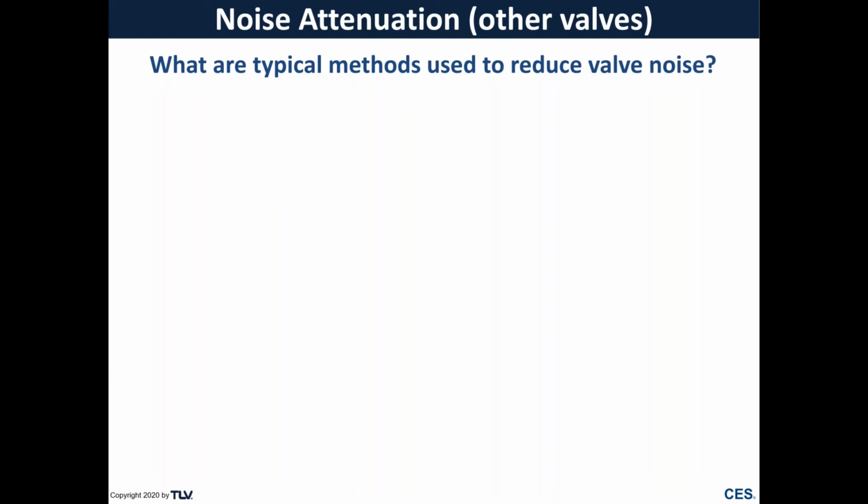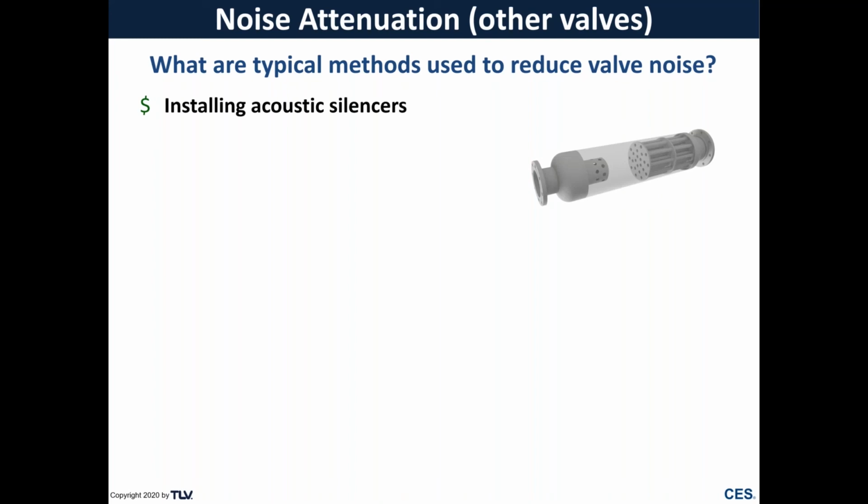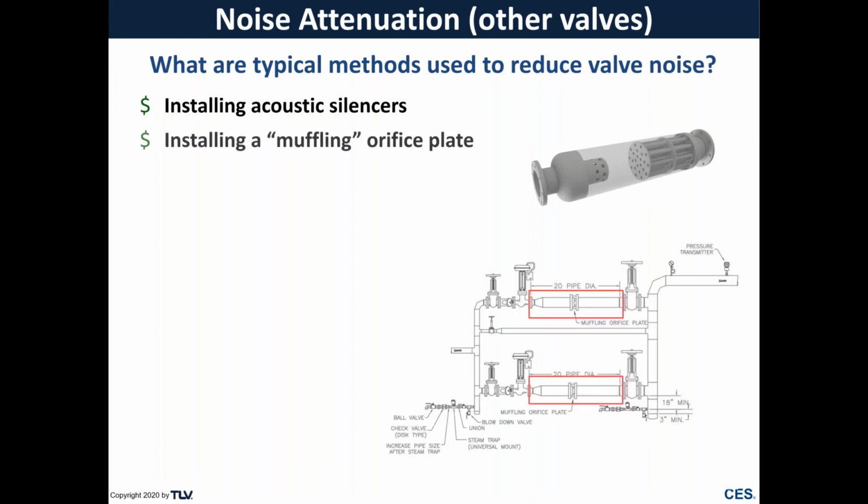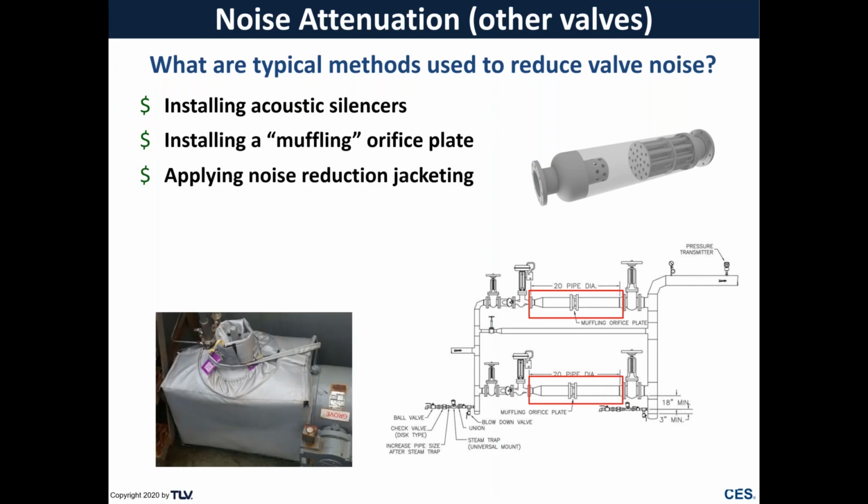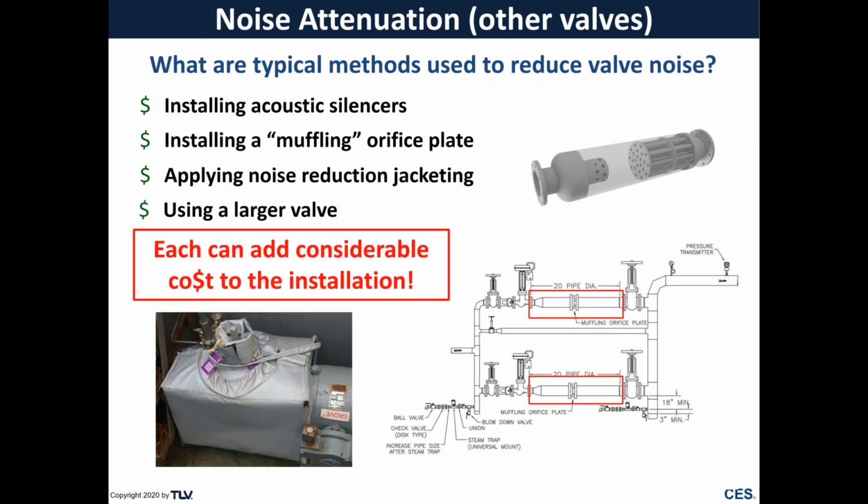Some relatively common options for reducing valve noise include installing acoustic silencers after the PRV, installing muffling orifice plates in downstream piping, enclosing the valve in noise reduction jacketing, or simply using a larger size PRV. But any one of these methods can add appreciable cost to the installation.